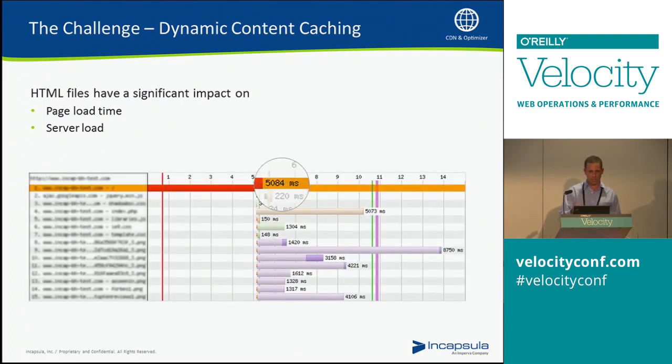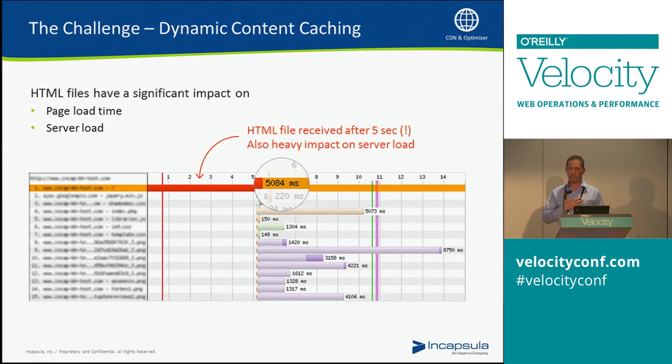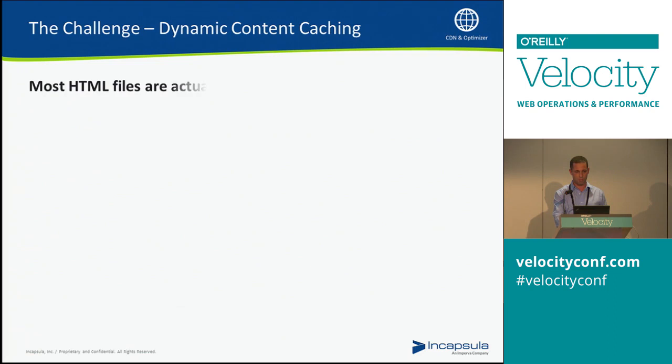I just added here an example. I took our own site, the Capsular site, and I placed it on two different CDNs. One that is completely static, and our CDN. And you can see here with the static CDN, the HTML part took about 5 seconds to complete, which is a huge part of the total page load time.